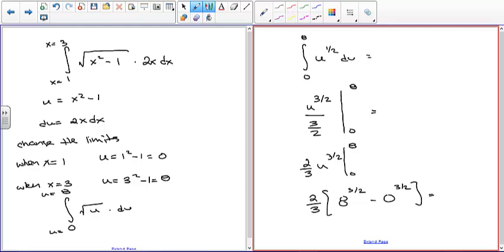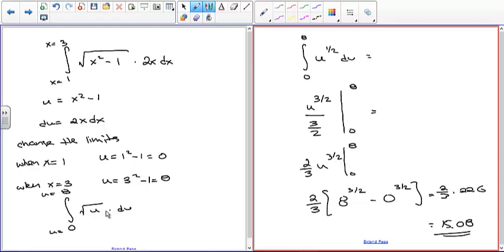So what is 8 to the 3/2 power? 8 to the 3/2 is 22.6. So I get 2/3 times 22.6. So times 2 divided by 3. So the answer is 15.08. So that's the area. And it's the area underneath this curve between x equals 1 and x equals 3, but it's also the area under the curve u to the 1/2 power du from 0 to 8.